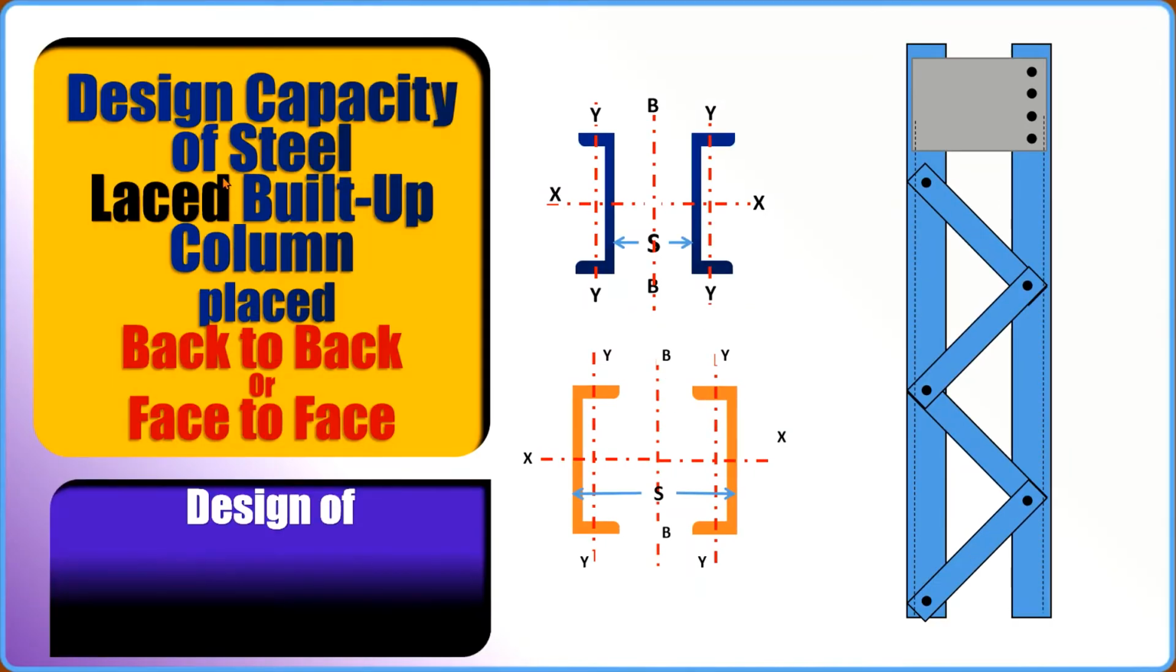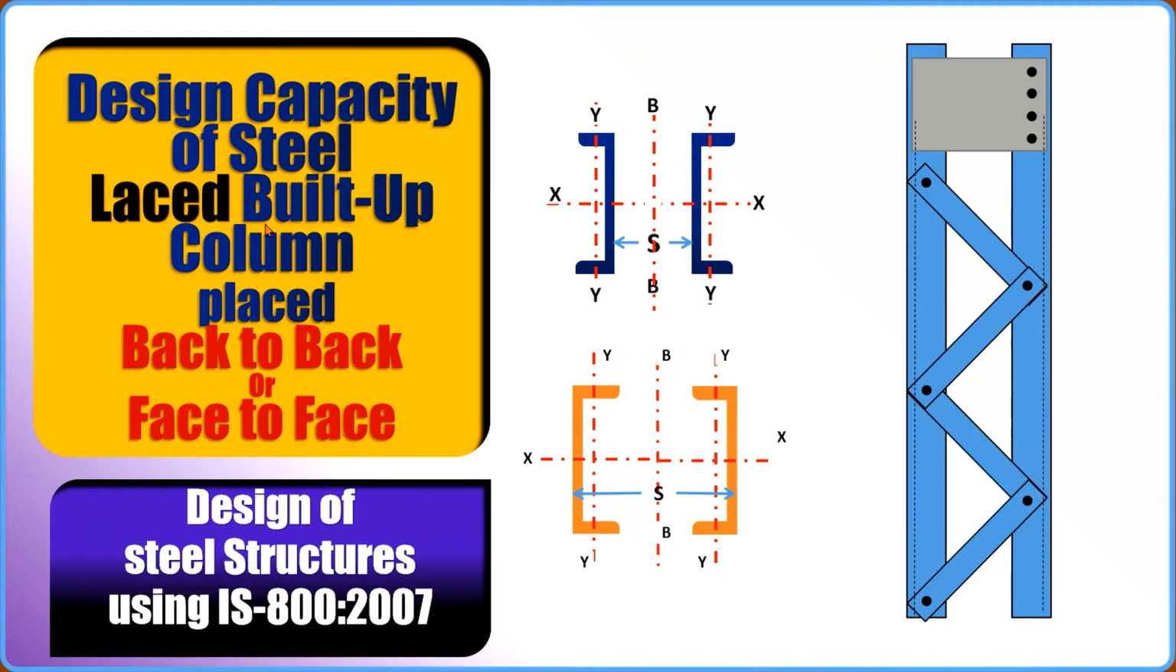Namaste, dear friends. In this video, we are going to see the design capacity of a steel lace built-up column, which is placed back to back and face to face. For both the cases, we are evaluating how to calculate its capacity as per IS 800 2007, that is the Indian Standard Code. This particular problem depends upon the lace built-up, which is made up of two channel sections.